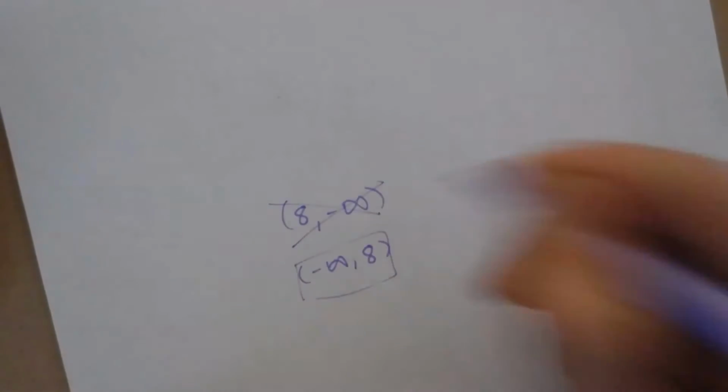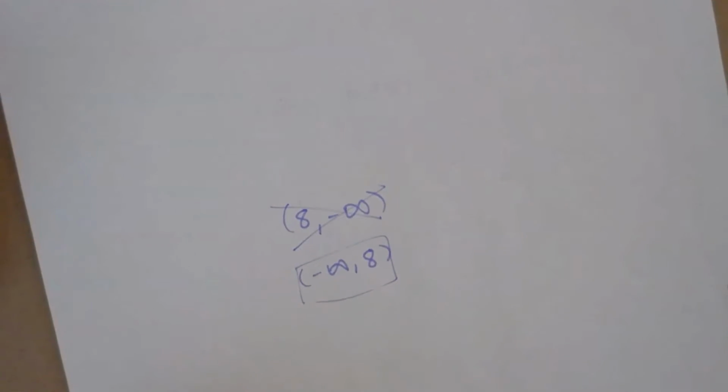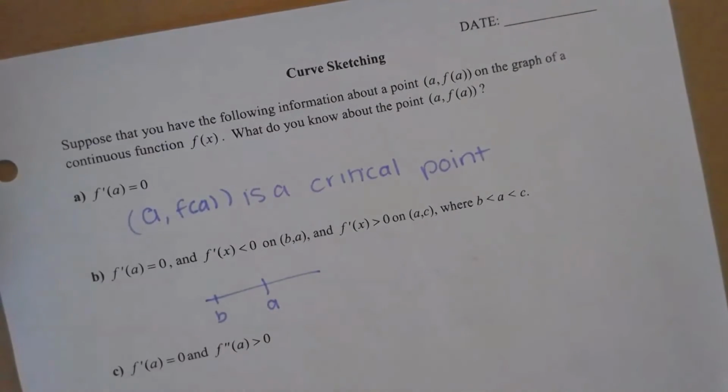So if the interval needs to be negative infinity to 8, you must write it left to right. This is incorrect. The only time I would care is if it's a 0 and it tells you your domain is restricted. So the brackets matter when it's restricted. Does that make sense? Yeah.